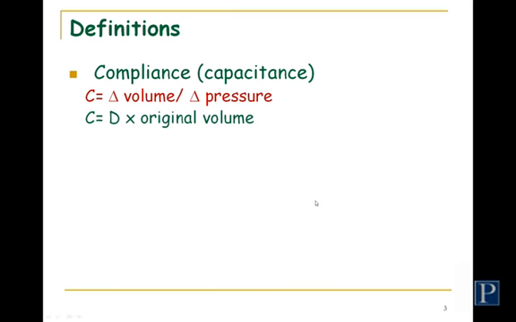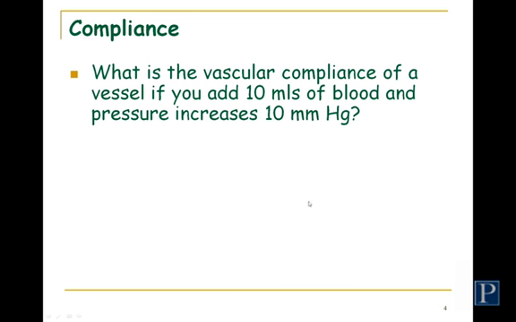So let's do an example. If I ask you, what is the vascular compliance of a vessel if you had 10 mils of blood and you notice that the pressure increases 10 millimeters of mercury? So calculate the vascular compliance for me. Also, make sure you use proper units. If you set up the equation right, you will have the proper units. So I'll give you a moment to set it up and tell me what the vascular compliance is.